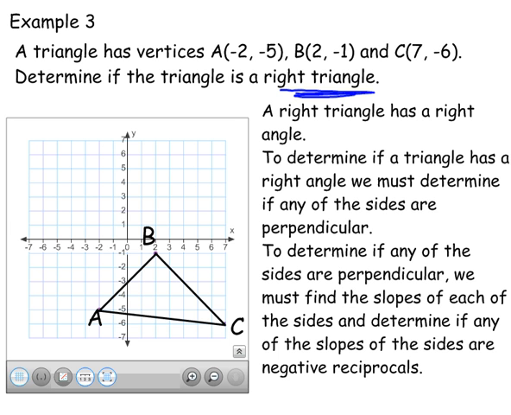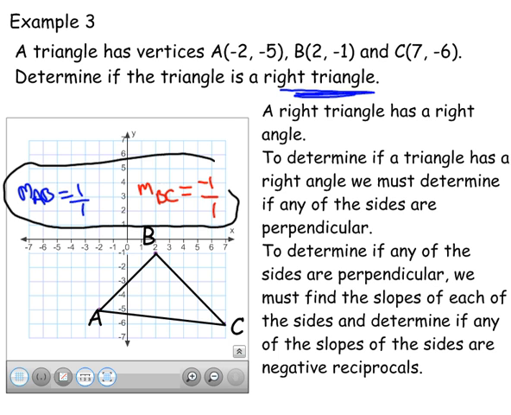So what's the slope of AB? The slope of AB is up 1, 2, 3, 4 over 1, 2, 3, 4. So it's equal to 1 over 1 when you reduce it. What's the slope of BC? The slope of BC is down 1, 2, 3, 4, 5 over 5. So it's negative 1 over 1 when you reduce it. Just from this, you could tell that AB is perpendicular to BC. These are negative reciprocals of each other, so you know that this is a 90-degree angle.